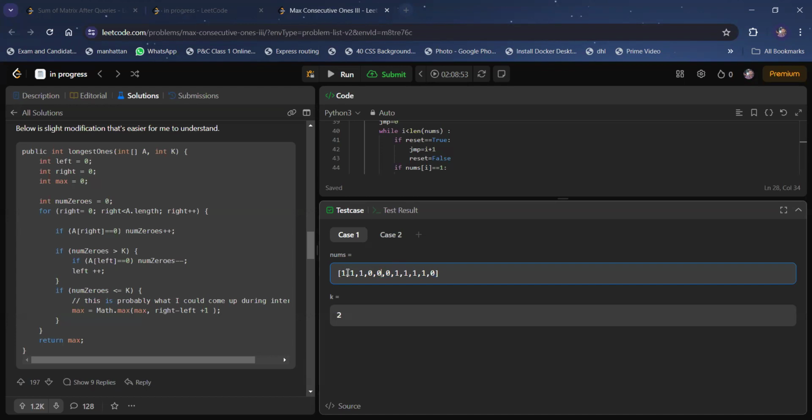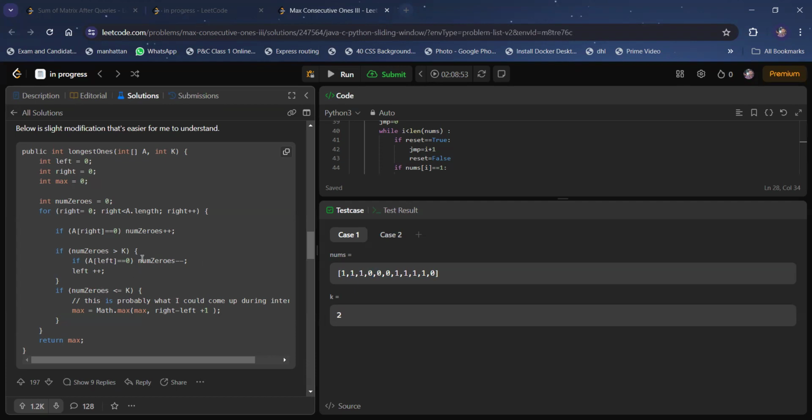Previously it was 2 here, then it became 1. Here it was 2, but it reduced to 1. Here it was 1, it reduced to 0. But since I am leaving a 0, in this particular index number 4 it will again become 1, so I can again make this flip. So now the second subarray would be this one. I reduce the number of zeros, I increase the left, and I again see that the number of zeros is equal to k.